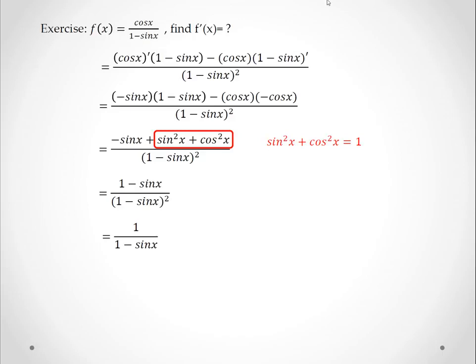So we simplify the expression, which is equal to minus sine x plus sine x squared plus cosine x squared, divided by 1 minus sine x squared. We know from trigonometry that sine x squared plus cosine x squared is equal to 1. Therefore, the expression can be further simplified. It is equal to 1 minus sine x divided by 1 minus sine x squared. Dividing the top and bottom by 1 minus sine x, we get 1 divided by 1 minus sine x.